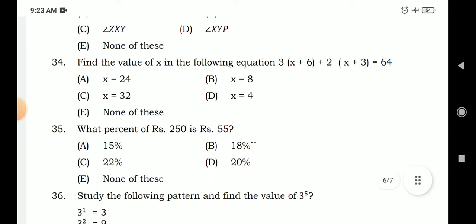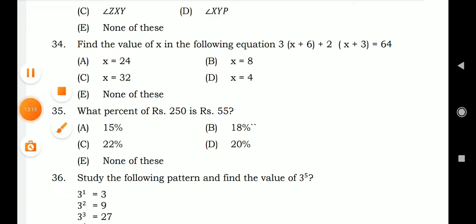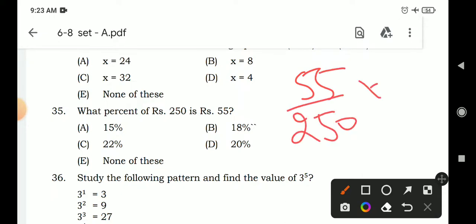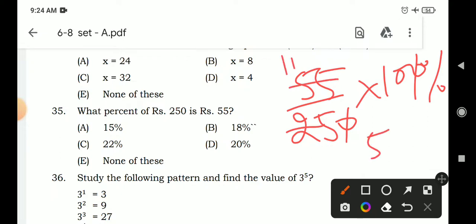What percent of rupees 250 is 55? So beta, you need to find 55 is what percent of 250. For this what will you do? Multiply with 100 and put the percentage sign. 0 and 0 are cancelled. Now 5 fives are 25, 5 elevens are 55.